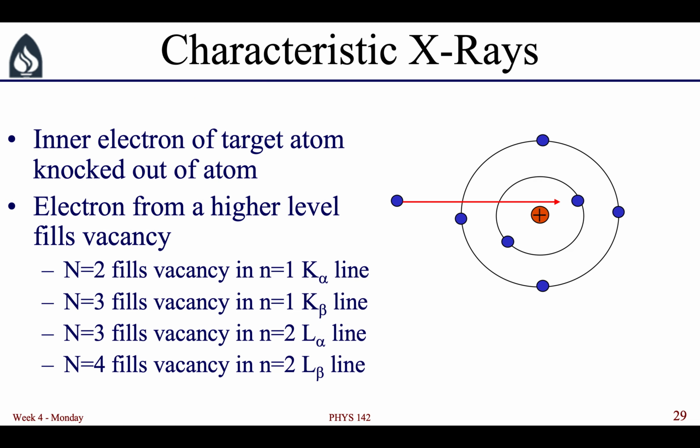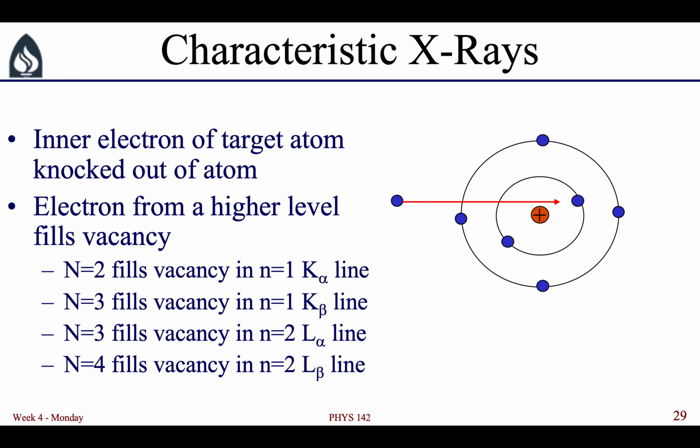Now, these characteristic X-rays are produced when the electron comes in and it strikes one of the electrons in the atom of the target. So it will come in really fast and it will strike an electron in one of the inner energy levels of the target atom. And then this electron goes flying off. So it's completely knocked out of the atom since the incoming electron has so much energy.